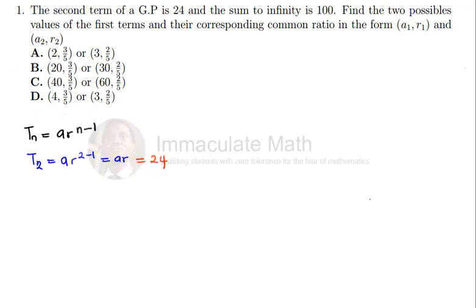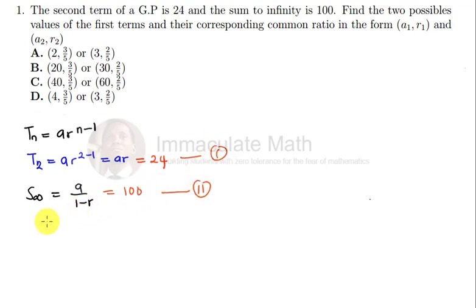The question further states that the sum to infinity is 100. Now, what is the sum to infinity of a geometric progression? It is given as a over 1 minus r. Don't forget that a is your first term and r is your common ratio. So if we equate that to 100, we have this as our equation 1 and this one as our equation 2.